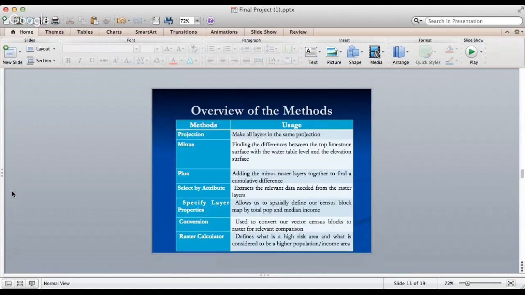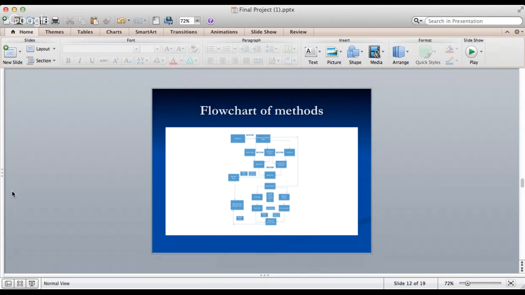Here is an overview of my methods. I use the minus tool, the plus tool, and select by attribute. I specified my vector layers' properties. I use conversion to get them to rasters, and I use the raster calculator various times to specify the meters and the people and the money correlating to income values. Here we see my flowchart of methods.